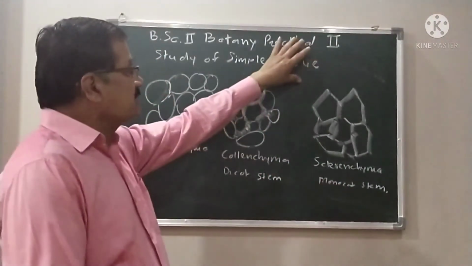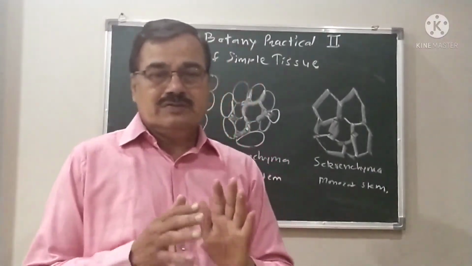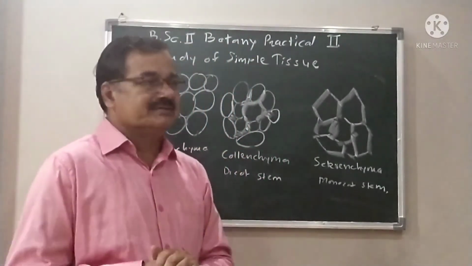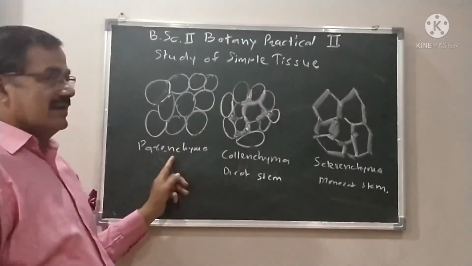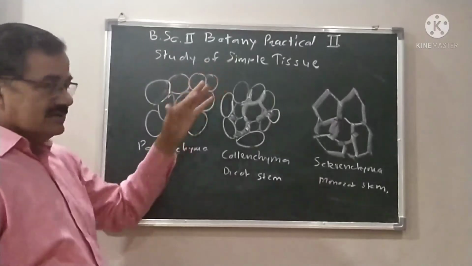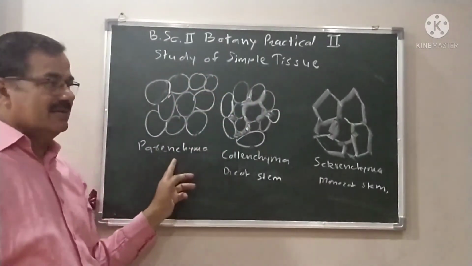This practical is only for identification. Therefore, we are going to see only a few lines. The given specimen is a simple tissue, that is a parenchyma. The given slide is a simple tissue, known as a parenchyma.